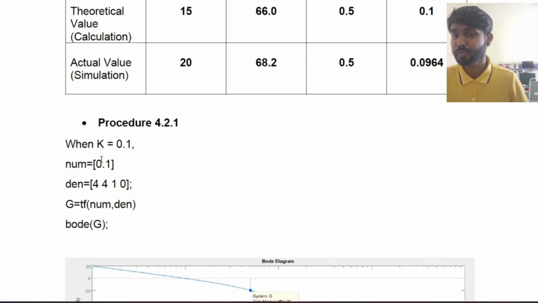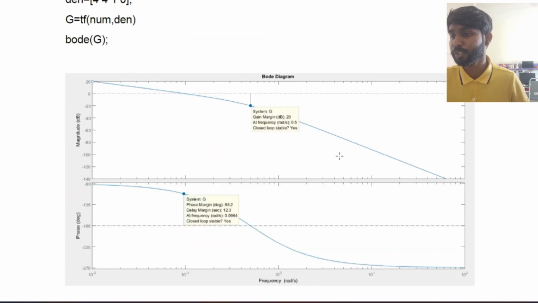And this is the procedure. When K equals 0.1, this is the formula. The numerator is 0.1. The denominator is 4 4 1 0. This is the formula, and this is the Bode diagram. The gain margin is 20 dB at a frequency of 0.5 radian per second.